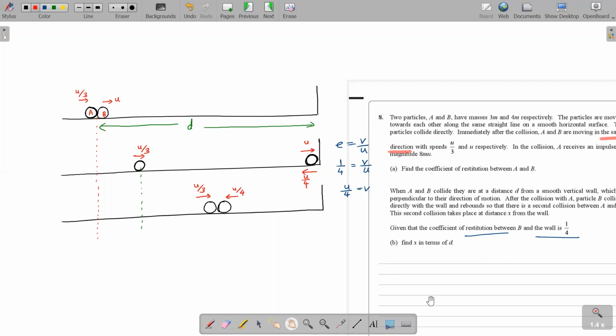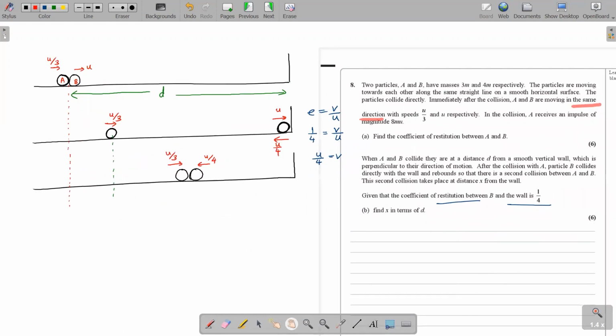Now what are we supposed to do here? They ask, what is X here? After the collision with A, particle B collides directly with the wall and rebounds, so that there's a second collision between A and B. This second collision takes place at a distance X from the wall. Can you see the X distance now? This is the place where the second collision takes place between A and B. Your task is to find X in terms of D.